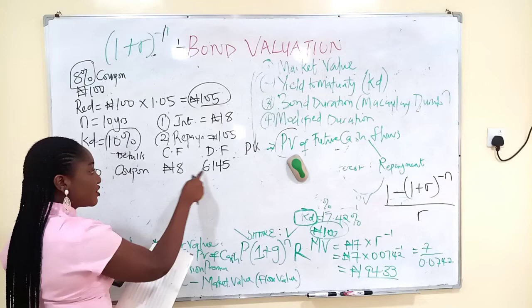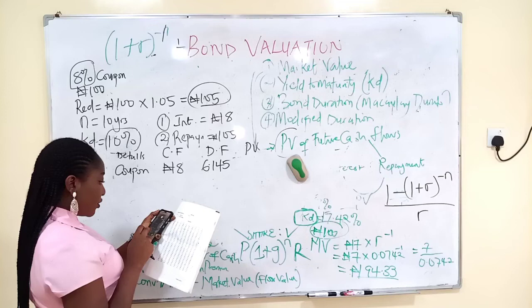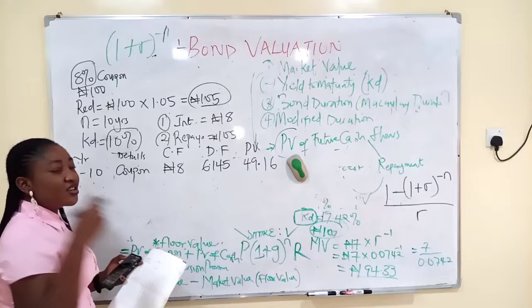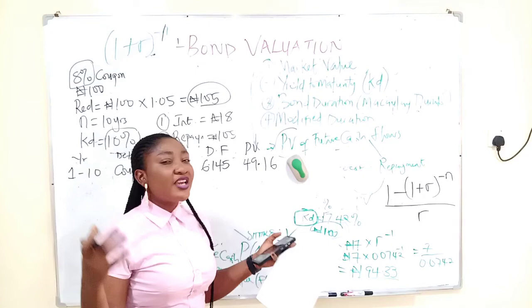8 times 6.15. That should give you 40 something. Let's calculate it. So 8 times 6.145. That will give you 49.16. See, if you're collecting 8 naira for 10 years, you expect that you should get 80 naira, right? But you think that when you get that 80 naira in the future, it's like the 49 naira of today. That's what present value is.